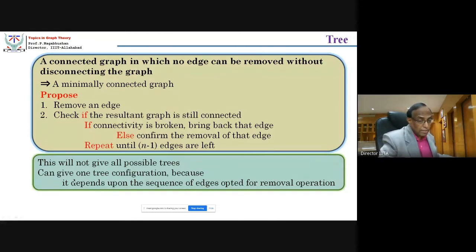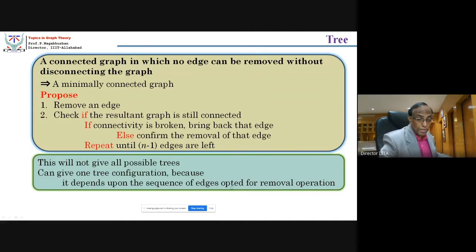But this algorithm will not generate all possible trees. It will generate one particular tree, and it depends upon the sequence in which you consider the edges for removal, or the type of data structure that you employ, and the type of scanning through the data set that you would do decides the type of tree that you are going to generate. So it depends upon the sequence of edges opted for removal.